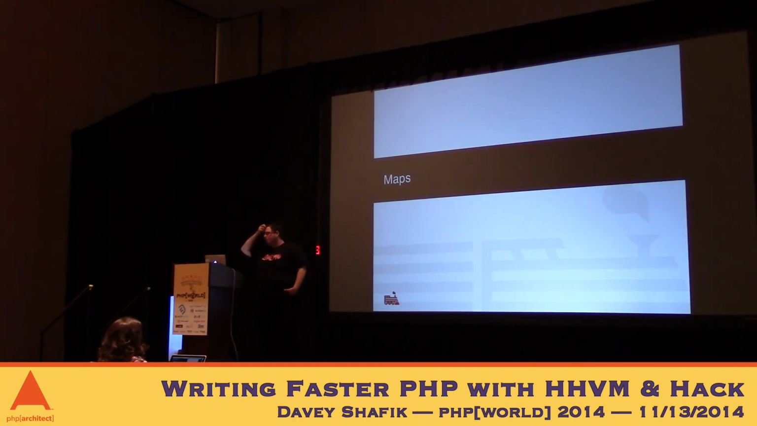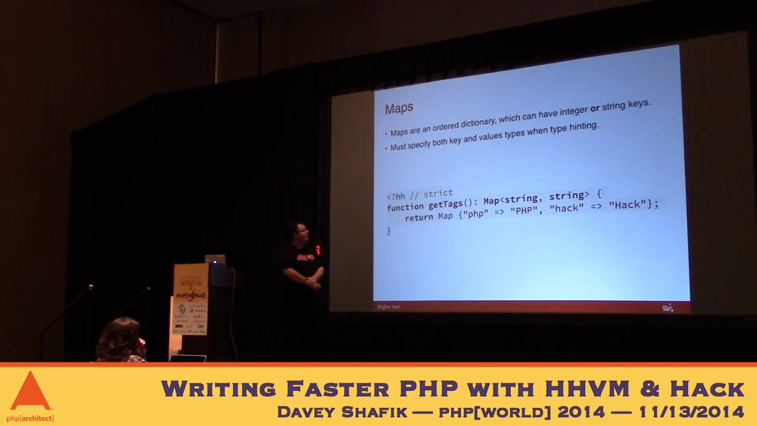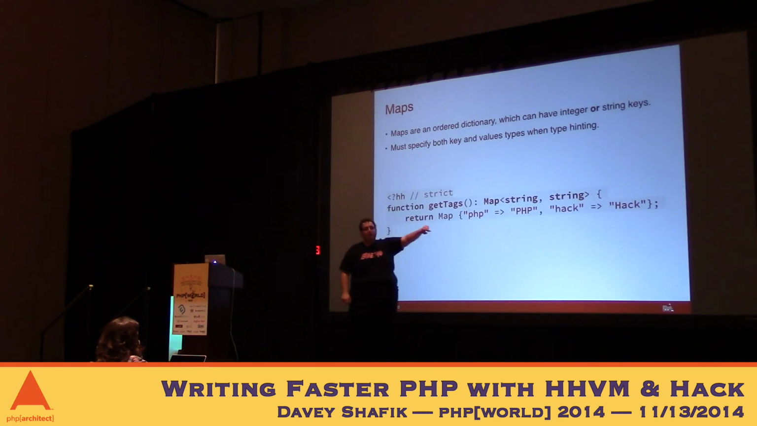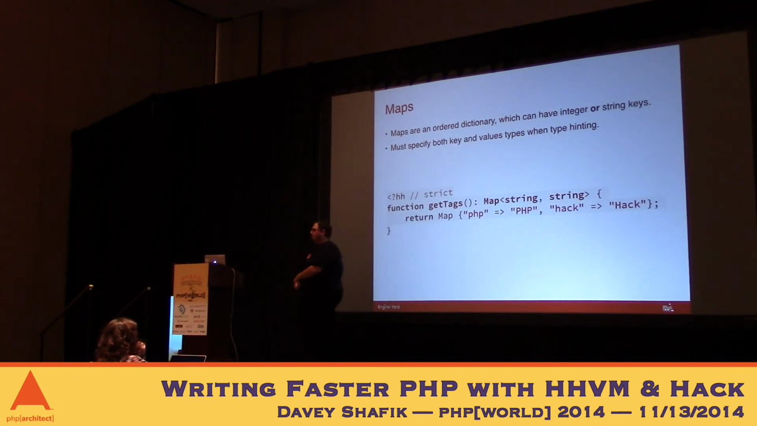Maps. These are probably the closest thing to PHP arrays without being PHP arrays. They can have integer or string keys, whereas PHP arrays, of course, can have mixed. And everything in them must be of the same type, which is the only other difference. So you must specify both the key type and the value type when you define them. That looks something like this, again with the angle brackets, so map, string, string, and we return the map, curly bracket, literal syntax, and we're passing strings in.